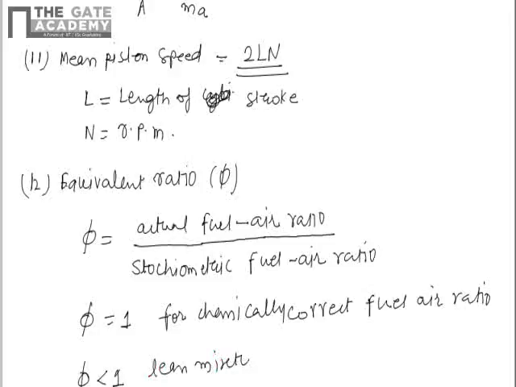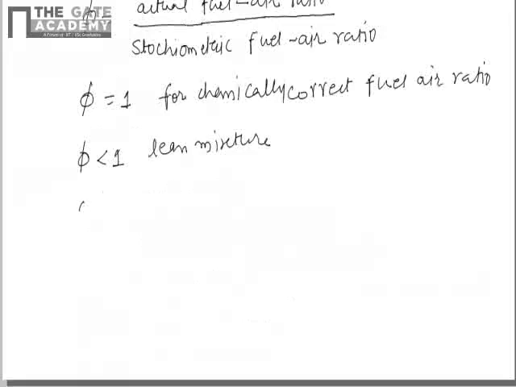Lean mixture means fuel is less. Phi greater than 1 is a rich mixture. Rich mixture means fuel is more. So according to our requirement, we are supplying more fuel, less fuel, or chemically correct fuel. Now we will discuss air standard cycles.